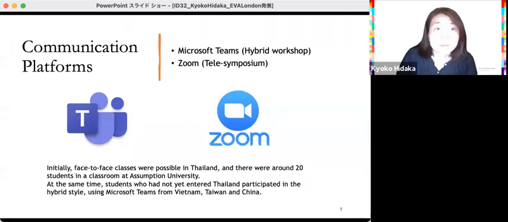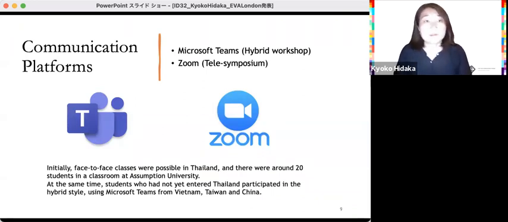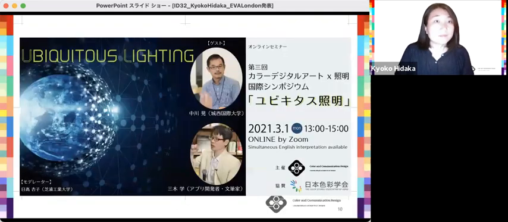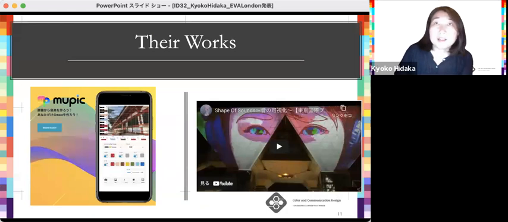We use Microsoft Teams. And like we have right now, for the telesymposium broadcasting, live streaming, we use the Zoom software. And here are the posters for the symposium. So we invited two speakers for the symposium.